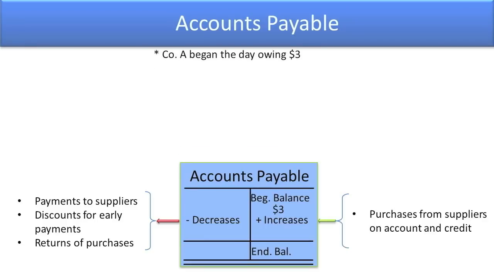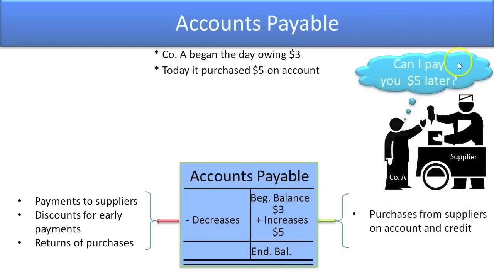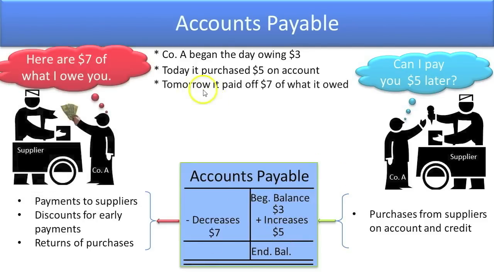Company A began the day owing $3. That's our beginning point. Today it purchased $5 on account, asking to pay later, thus increasing the account payable. Tomorrow, it will pay off $7 of what it owed, thus reducing the account payable. What is Company A's ending accounts payable balance? We started with $3 of accounts payable, added $5 by buying on account. That puts us up to $8. We then deducted the $7, ending with $1 still owing our vendors or our suppliers.